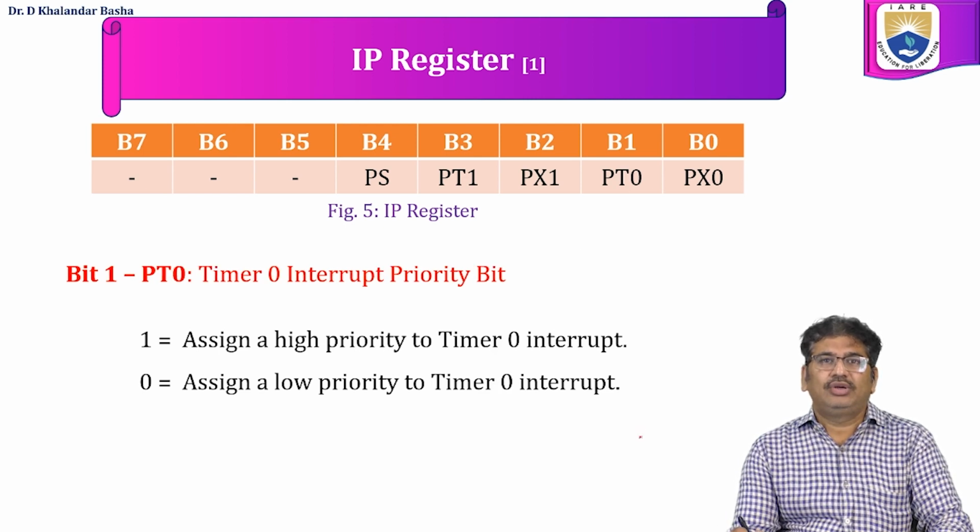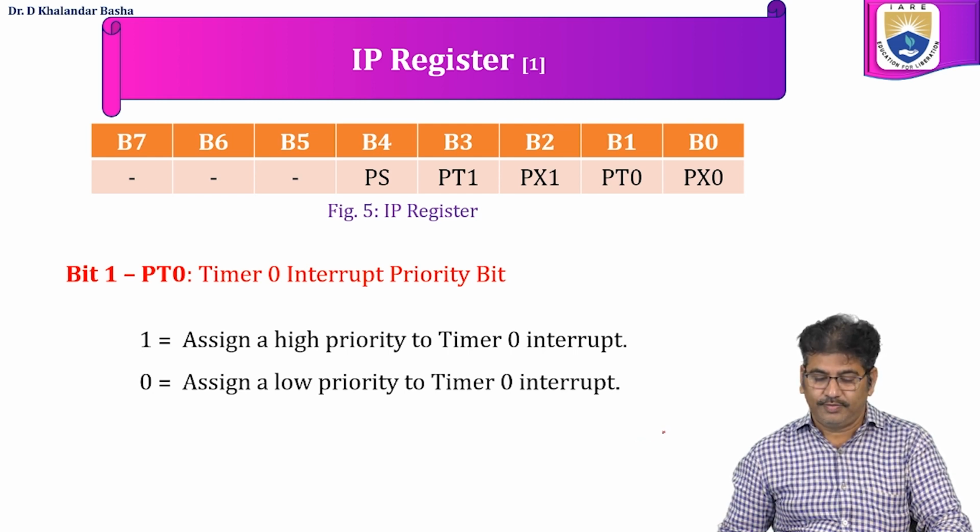Bit 1 corresponds to PT0, which is the timer 0 interrupt priority bit. It will assign a high priority to timer 0 interrupts. If PT0 is equal to 0, it assigns a low priority to the timer 0 interrupt.